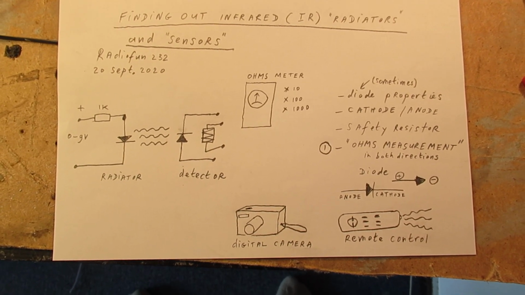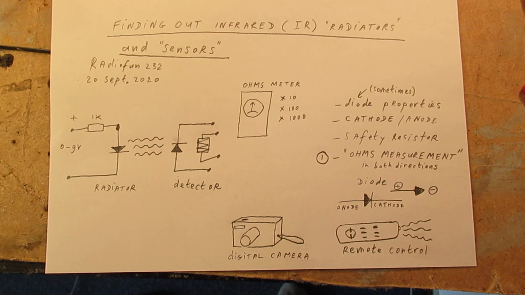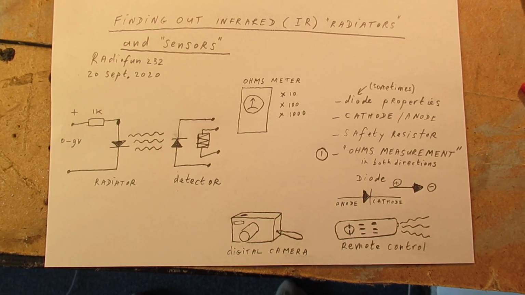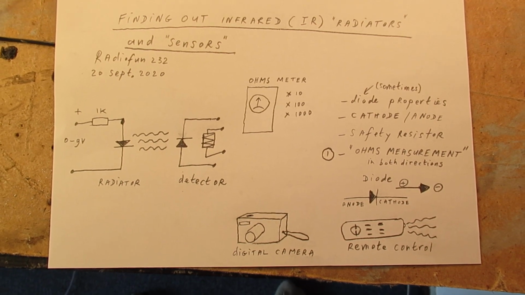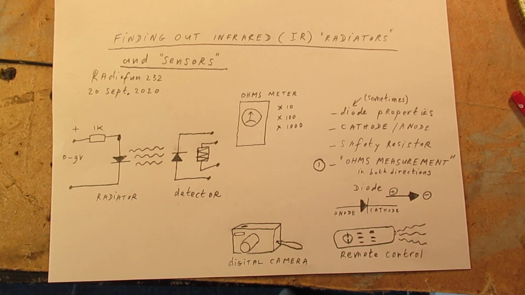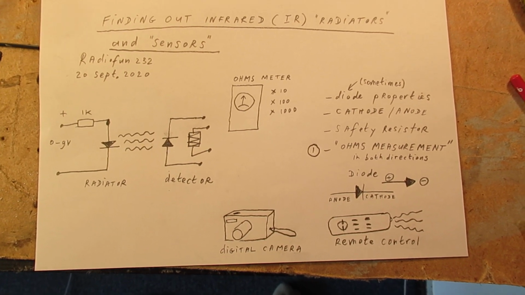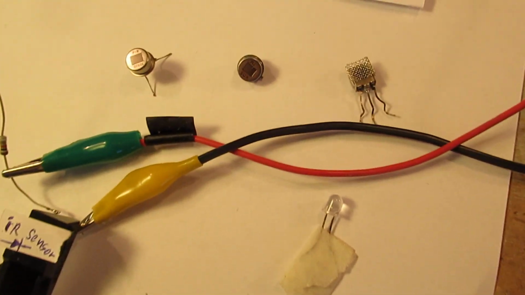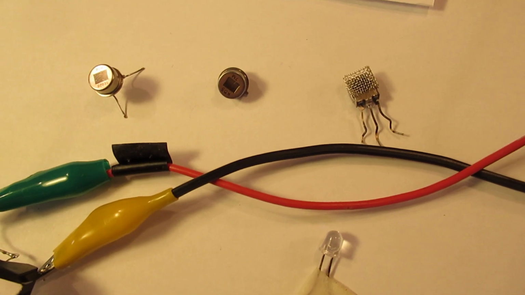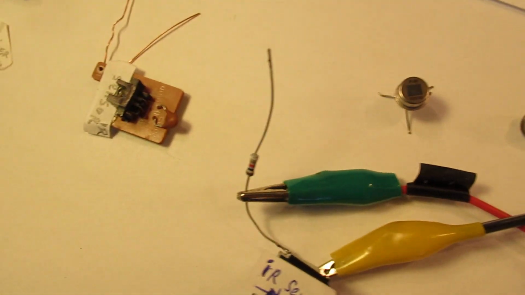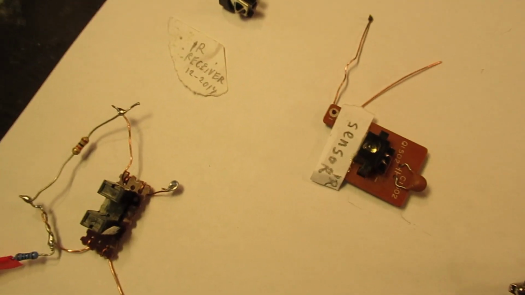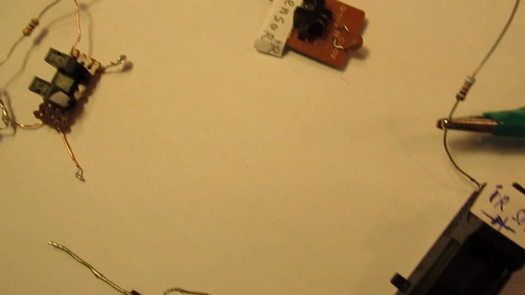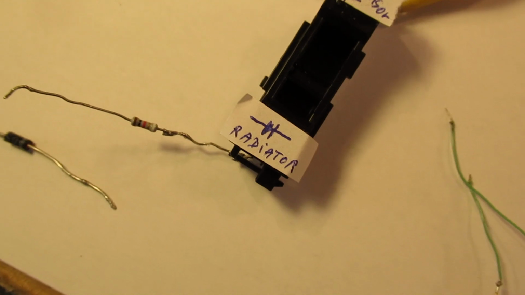When you want to do something with infrared diodes or infrared measurements, and you only have, say, salvage components, it's often not easy to find how to wire in all these infrared sensors, and not only the sensors but also the radiators.